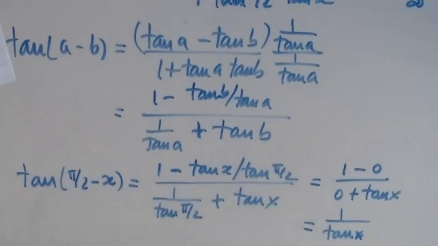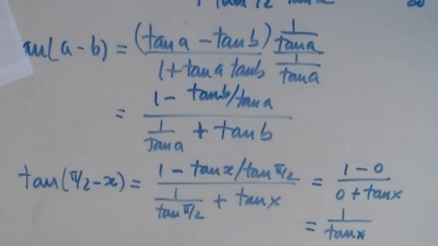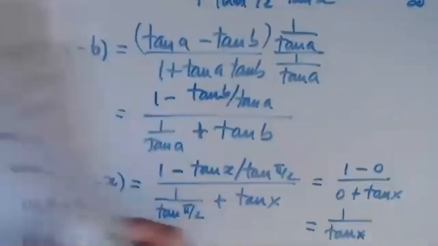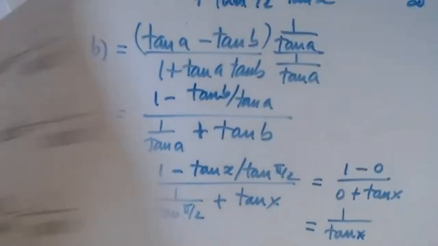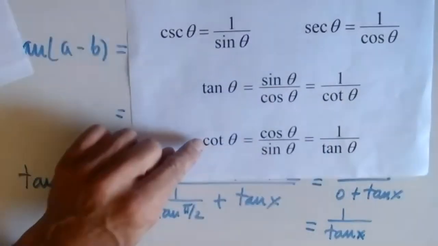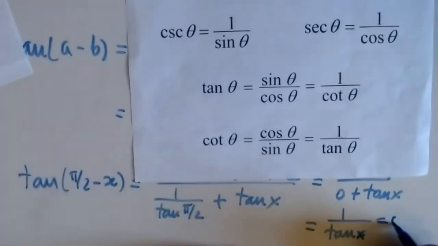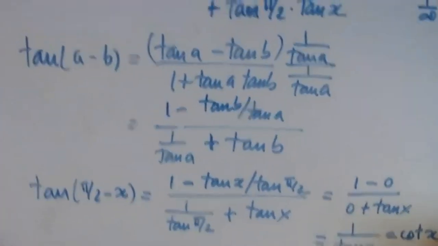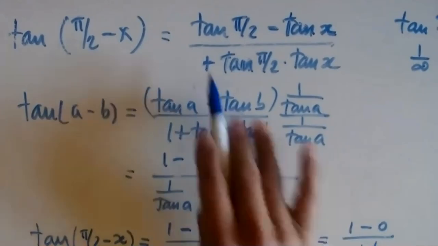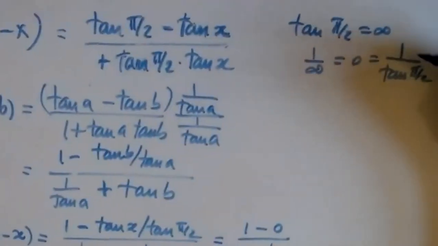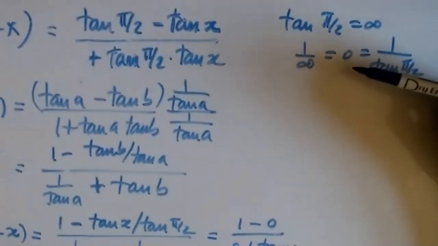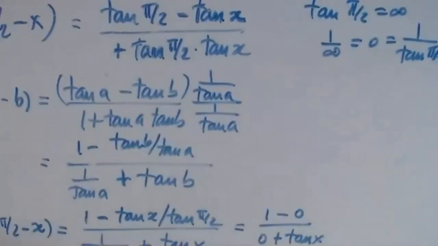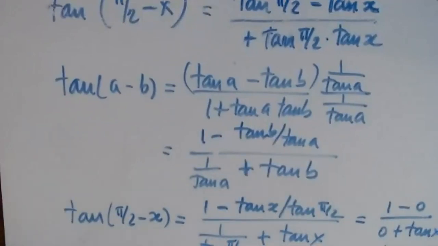And what is 1 over tangent x? If you check your identities, you're going to find that 1 over tangent is the cotangent. So this is cotangent x. So what was the trick? If you have an undefined value, I can use the reciprocal of the undefined, 1 over infinity is 0, to simplify my expression, okay? So this was a little bit more difficult than the previous two.